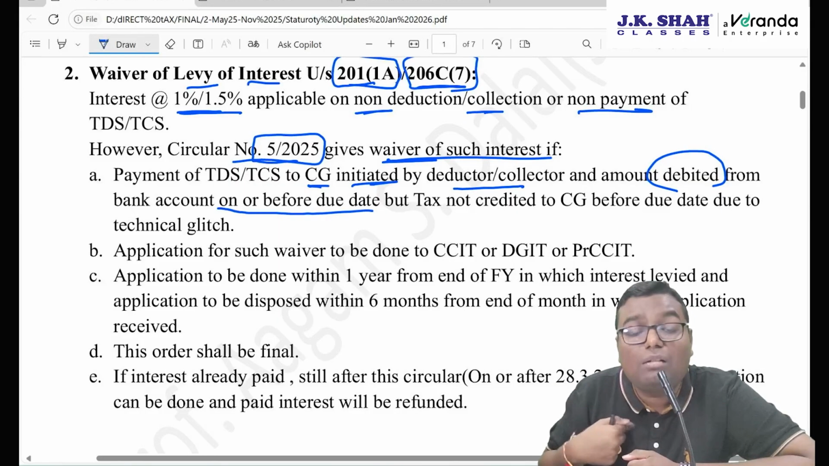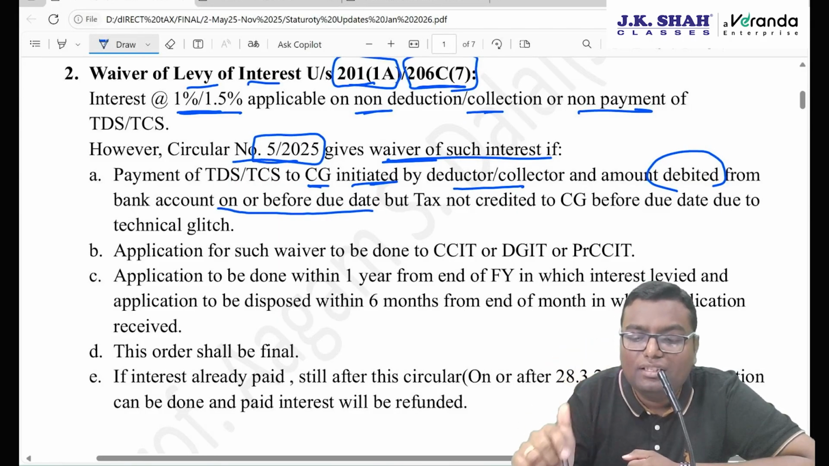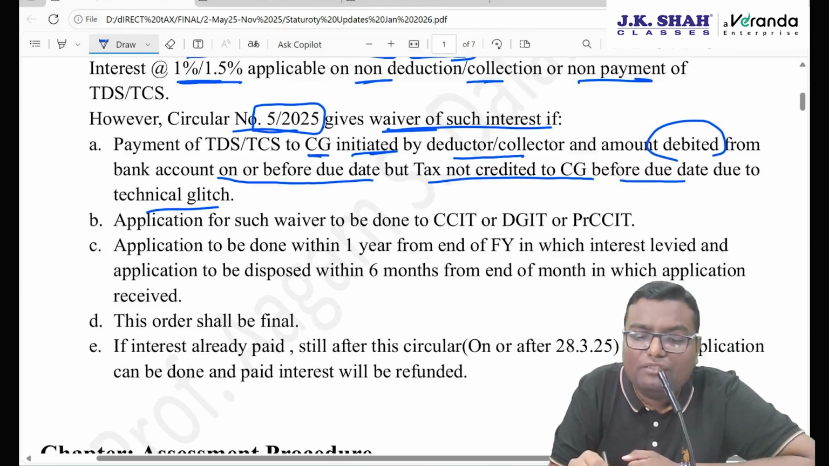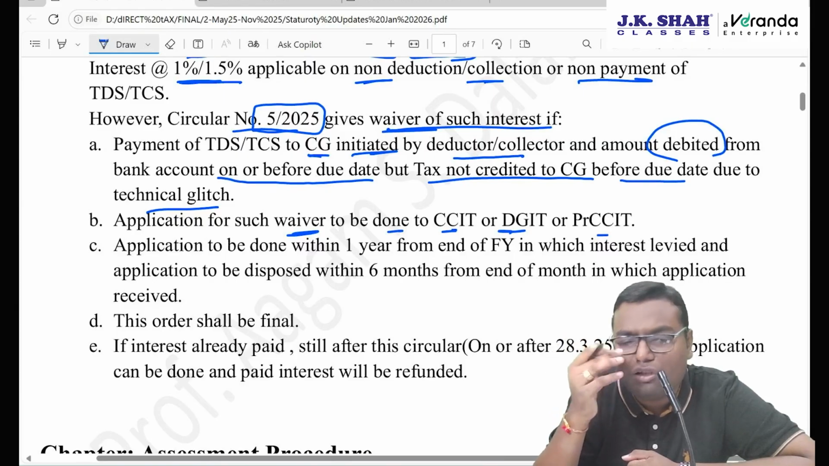From your bank account, amount should have been debited up to the due date, but tax has not been credited to central government before the due date due to technical glitch. Application for such waiver is to be made to whom? Chief Commissioner of Income Tax or Director General of Income Tax or Principal Chief Commissioner of Income Tax.